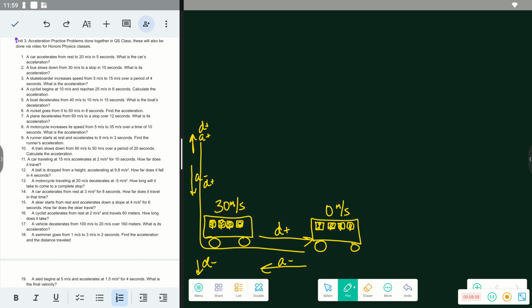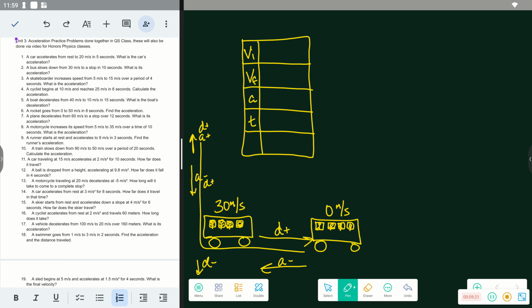Now you make your chart, which I will definitely have for you guys, so that way you don't have to waste time doing it. So initial velocity, final velocity, acceleration, time, and displacement. What's your initial velocity? What's it start at? 30 meters per second. What's it going to finish at? 0 meters per second. Acceleration, we don't know. That's what we have to solve for. And what's the time? 10 seconds. Displacement, nope, don't have it. Doesn't matter, we don't need it.